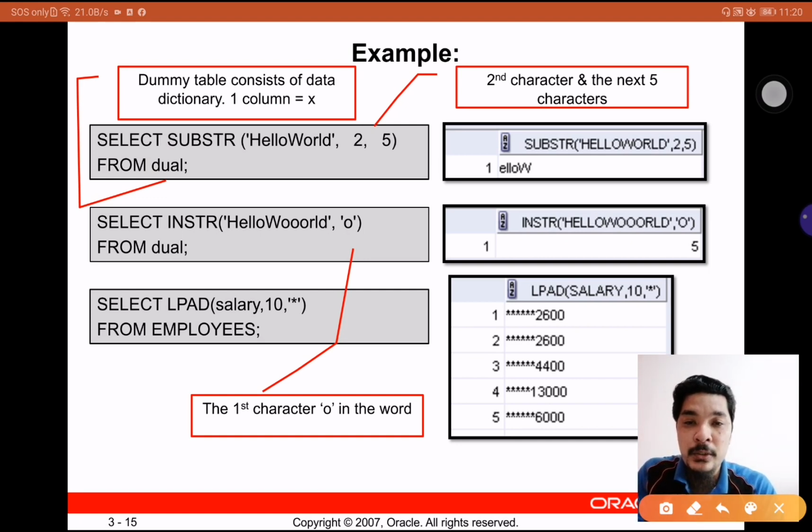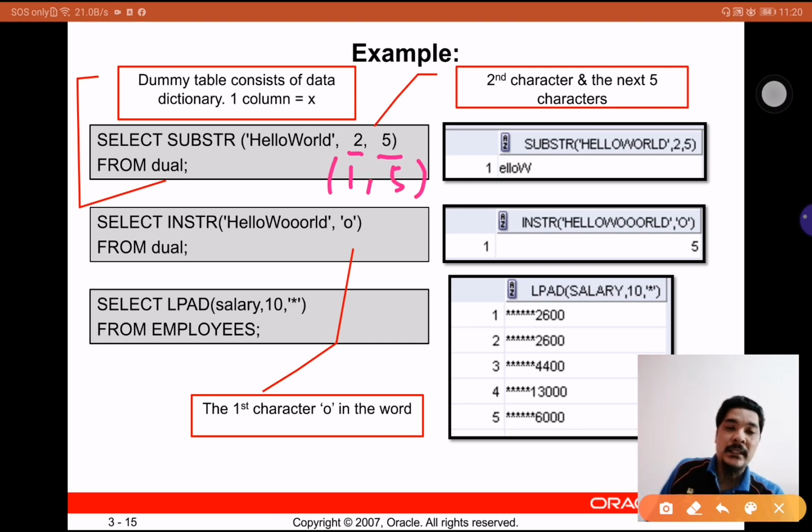Select SUBSTR 'hello world'. Okay, 2 means start with the character number 2. If, let's say, in our previous slides, it started with 1 and 5, 1 meant start with character number 1. In this example, 2 means we start with character number 2 and 5 onwards.